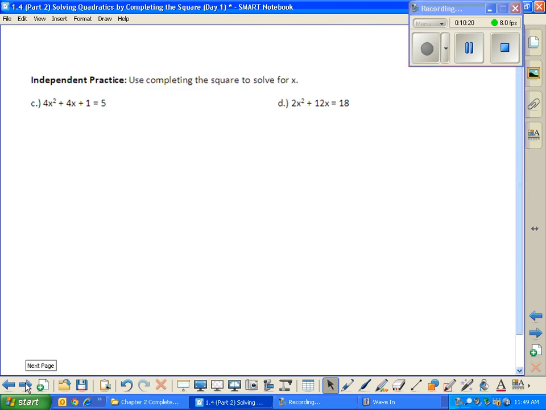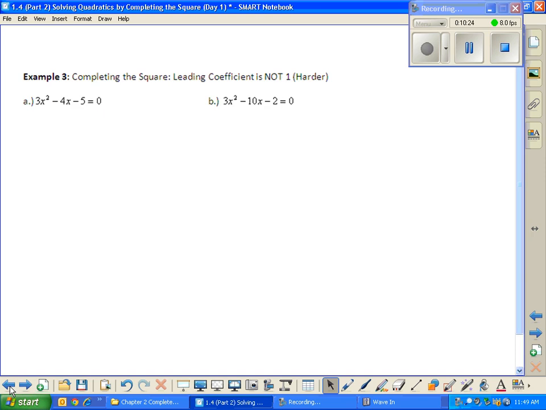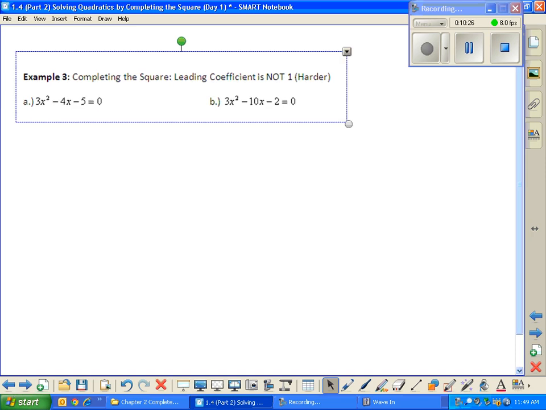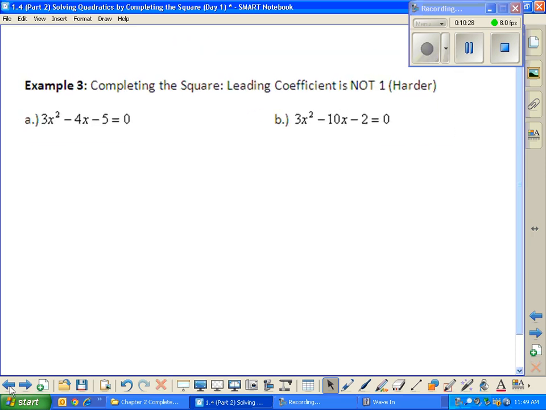Example 3. Oops, where'd it go? We'll come back to that one. Where'd it go? There it is. My smartboard's super sensitive.